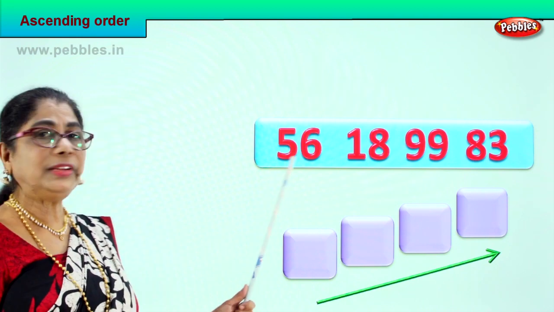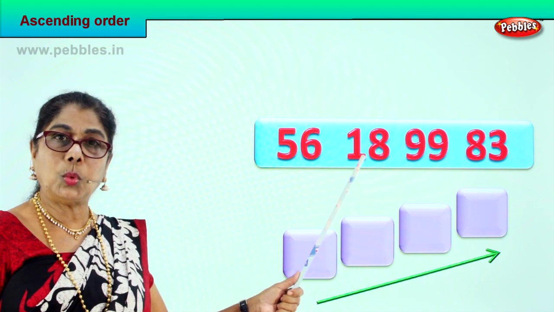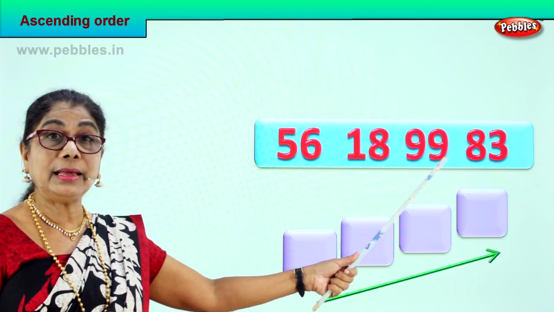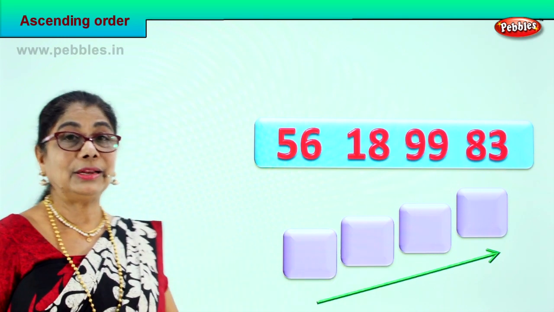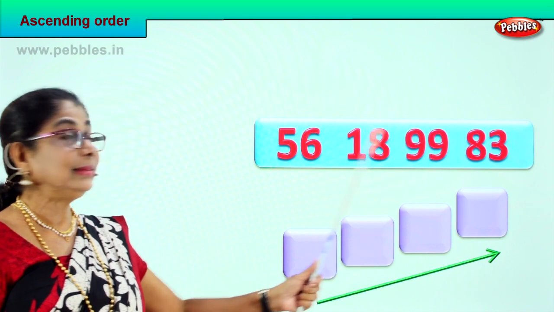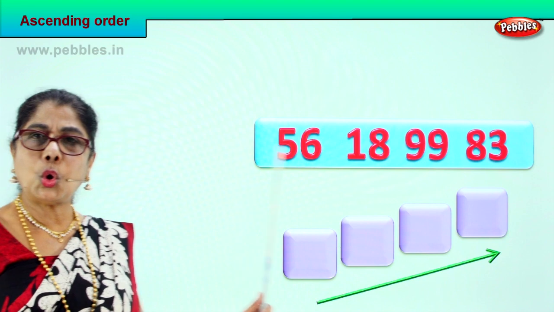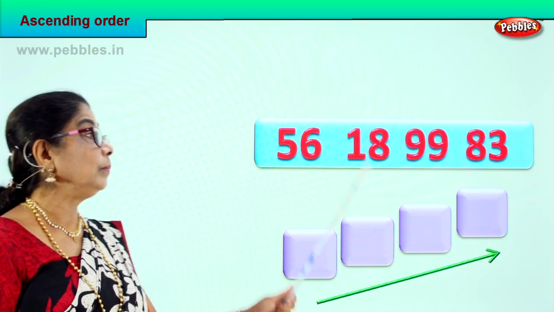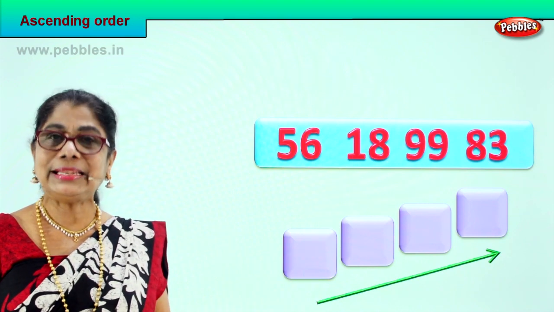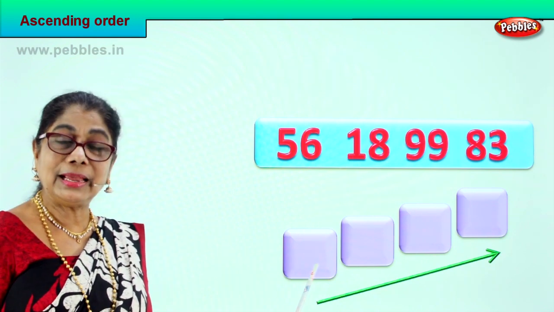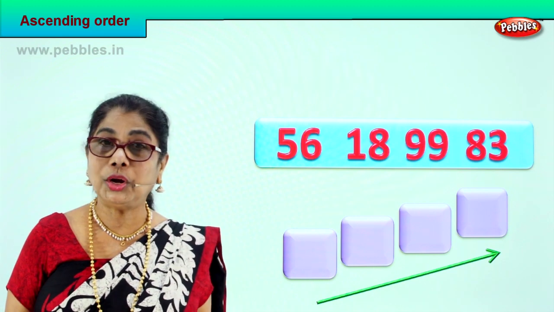Look. 56, 5 tens. 18, 1 ten. 99, 9 tens. 83, 8 tens. So we have 8 tens, 9 tens, 1 ten, 5 tens. Among all, which has only 1 ten? Here, 18 has 1 ten, 8 ones. So that's the smallest and we place it in the first box because that's the smallest in the ascending order.